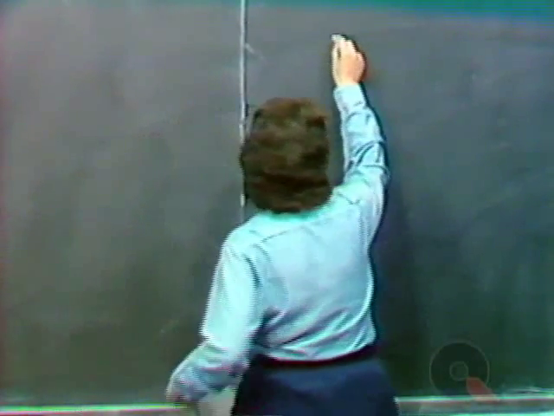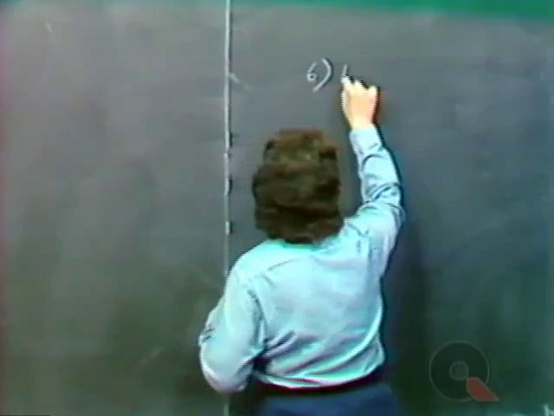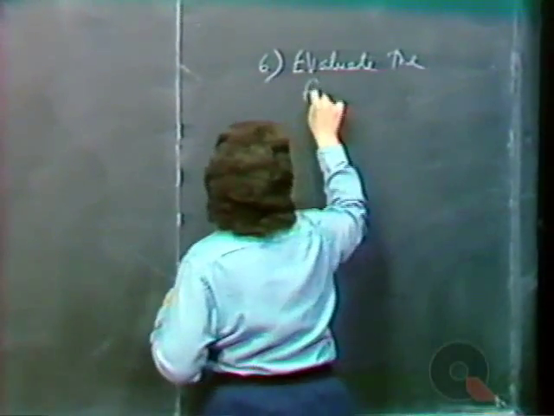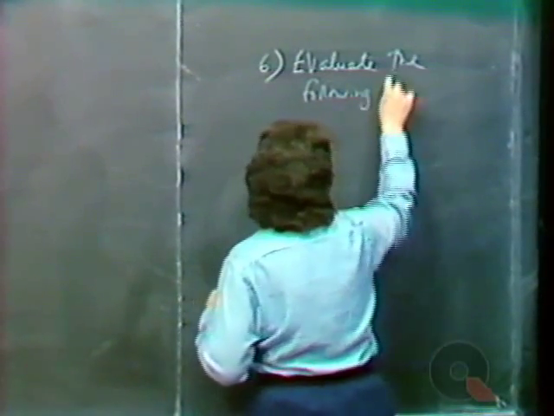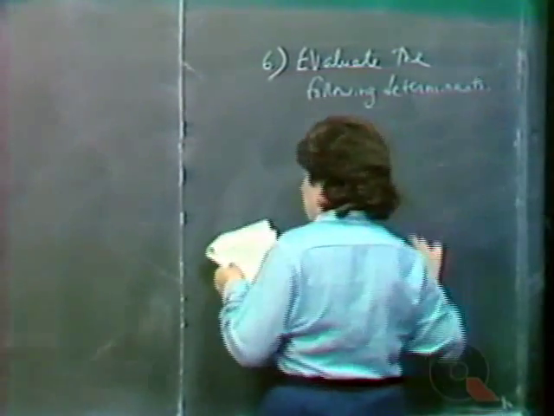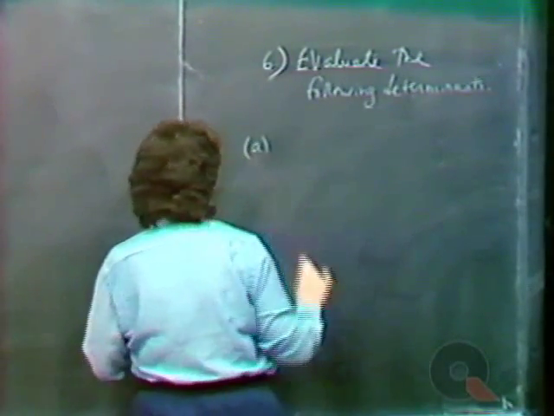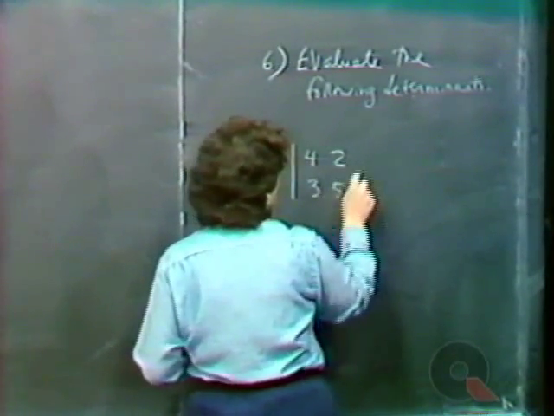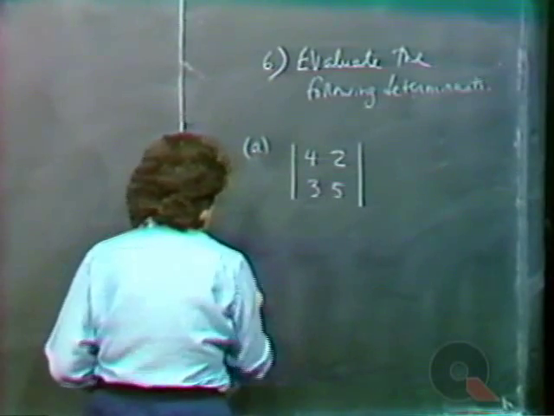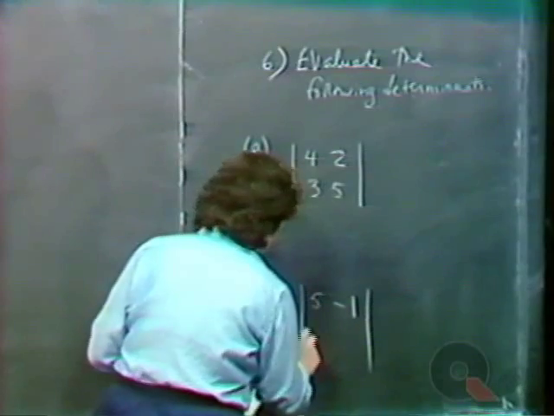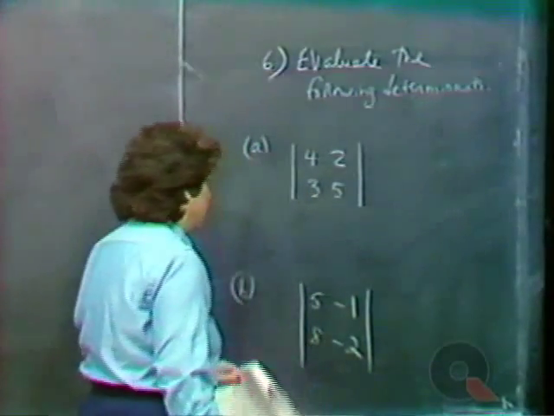Okay, we're up now to example number 6. I want you to evaluate the following determinants. In part A, we have determinant 4, 2, 3, 5. And in part B, determinant 5, minus 1, 8, minus 2.